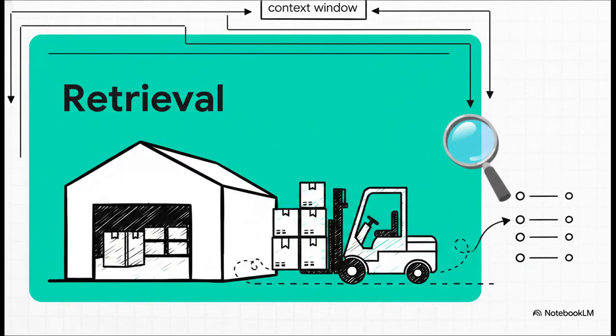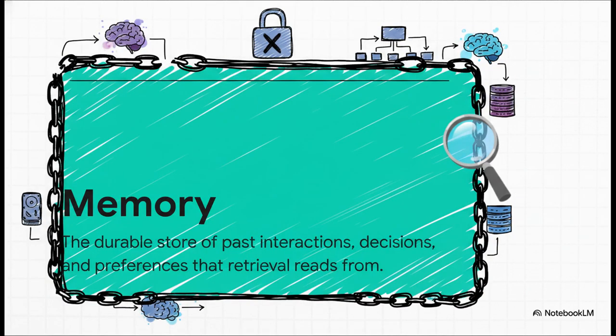Next is retrieval. This is just the mechanism or the index lookup that actually gets information pulled into that context window. It's the action of fetching the data. Basically, it's the forklift moving the boxes, not the warehouse itself. Then we have memory. Memory is the durable store of past interactions, decisions, and preferences that the retrieval mechanism reads from. We're seeing this everywhere with tools like Letta, Mem0, or Claude Projects. And hey, they're incredibly good at storing data, keeping context between sessions, giving agents a sense of continuity. But, and this is a massive but, they do not enforce a single rule.